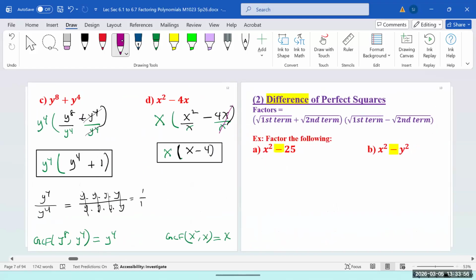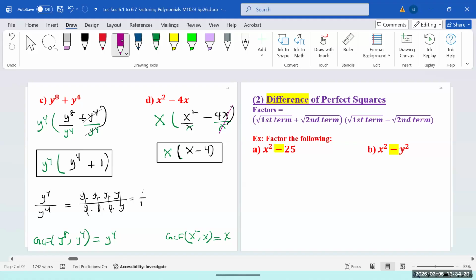Perfect squares. If you have a difference of perfect squares, it means the 2 things you have are perfect, either perfect numbers or perfect powers. Perfect power means they are multiples of 2, so 2, 4, 6, 8, in other words, even numbers. If you have even powers and perfect square numbers, we call them a difference of perfect squares.